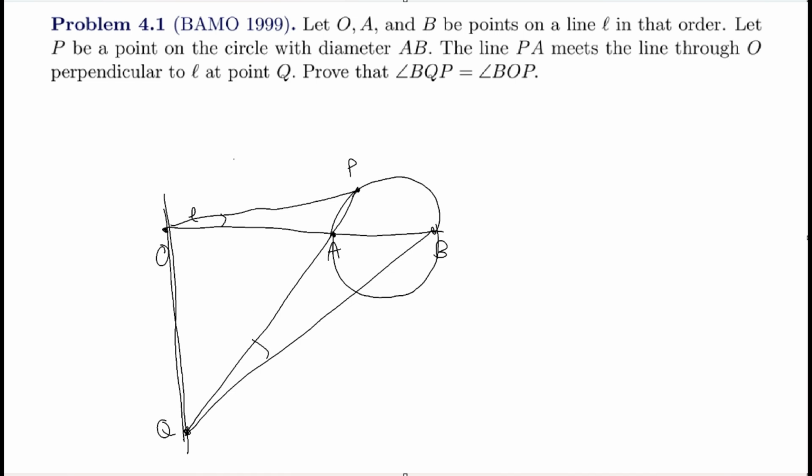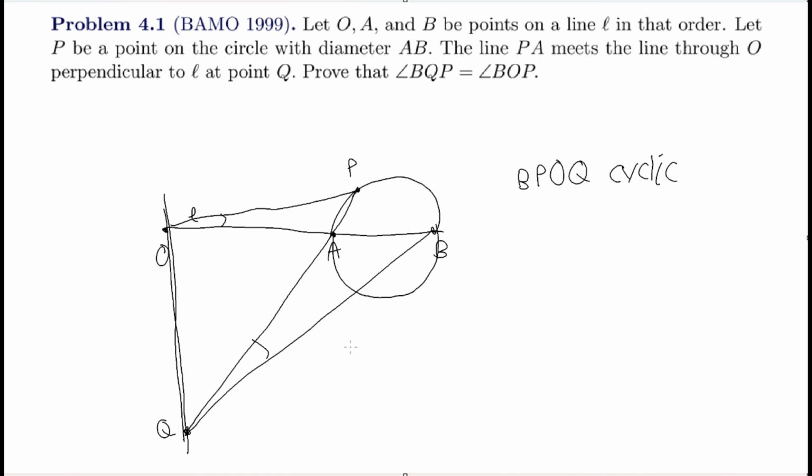So how do we get started? Well, we want to prove that these two angles are equal, and given the style of this problem statement, it really calls for us to prove that BPOQ is cyclic. This is what we want to prove, because if we prove this, then we're done by the inscribed angle theorem.